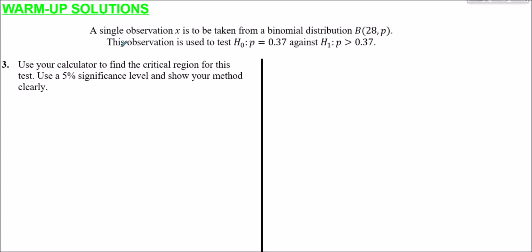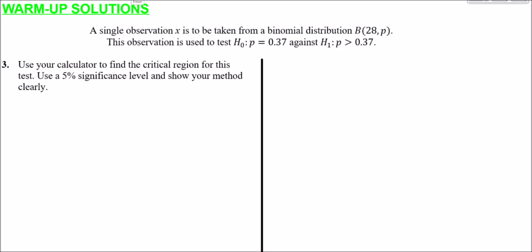Question 3. We're talking about a single observation, X, to be taken from a binomial distribution B(28, p). So 28 trials and p is the proportion of how many successes we actually see. So this observation is going to be used to test the null hypothesis, where the proportion is 0.37, against the alternative hypothesis, H1, where the proportion is greater than 0.37. First of all, we have to use our calculators to find the critical region for this test, use a 5% significance level, and show your method clearly.